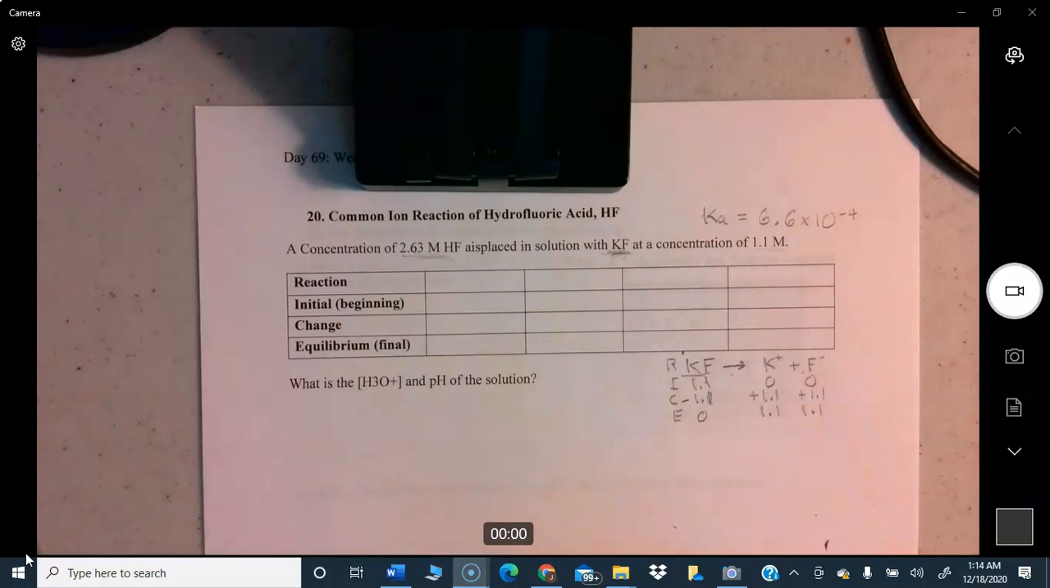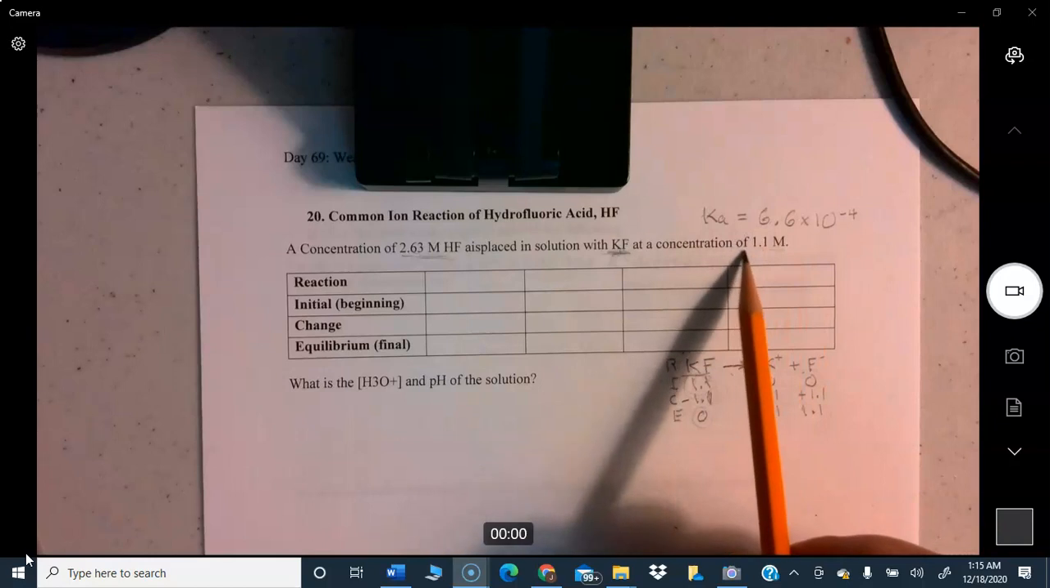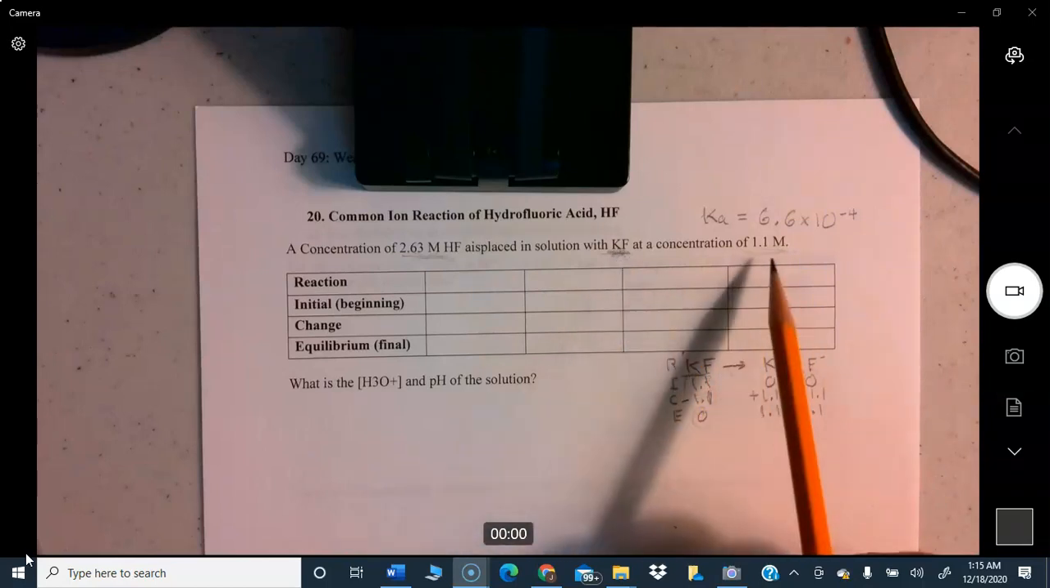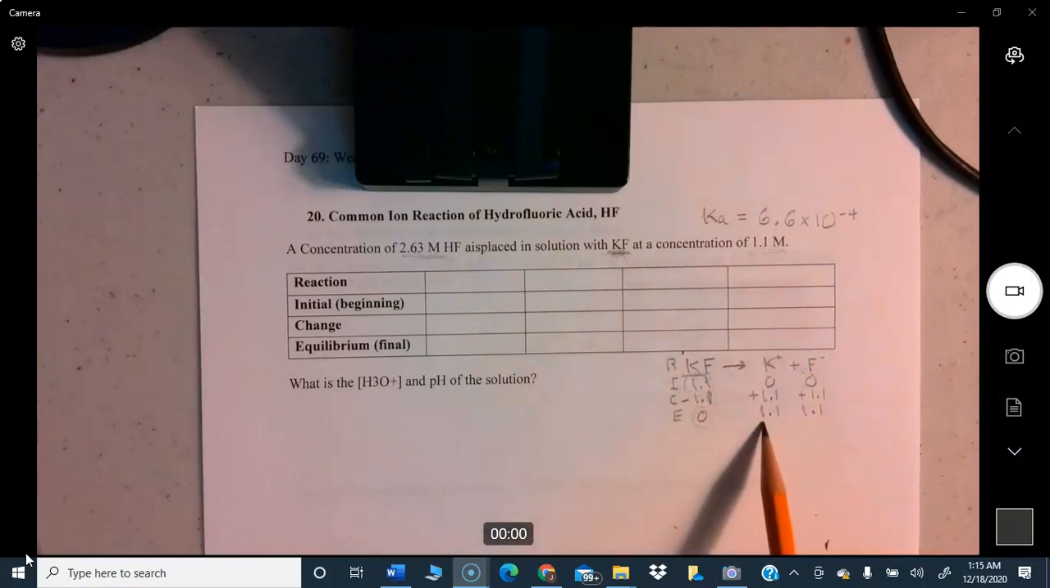Okay, so just as with the concept of hydrochloric acid, a strong acid, we start off with all reactant, and we end up with no reactant. We start off with no product, and we end up with all product. So just the simple shortcut is, whatever the concentration was of this compound that will totally dissociate, that's going to be how much we end up with of the K+ and the F-.